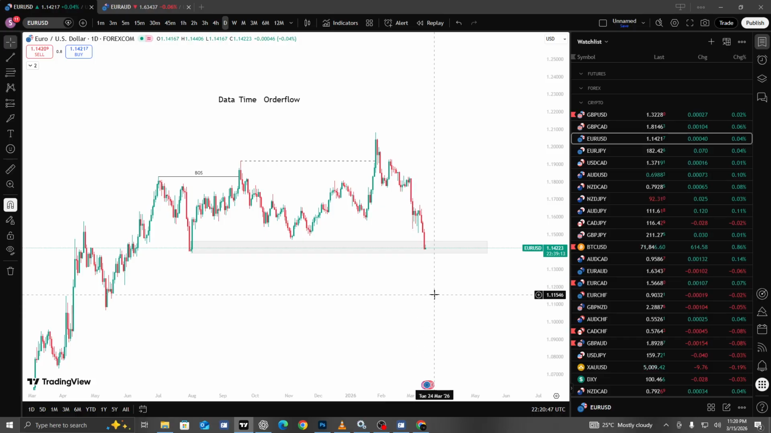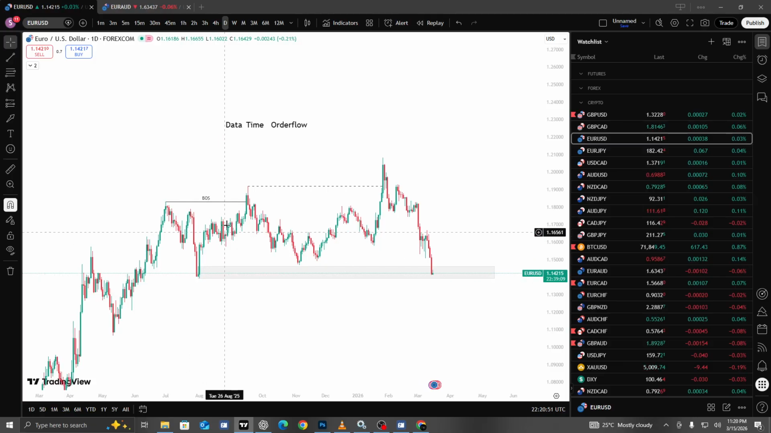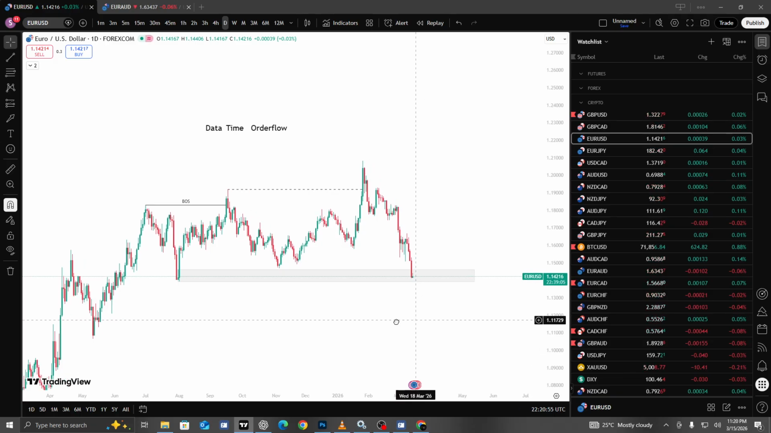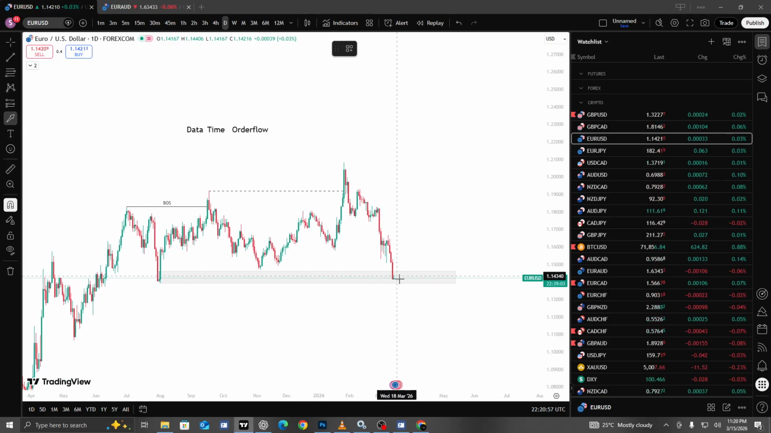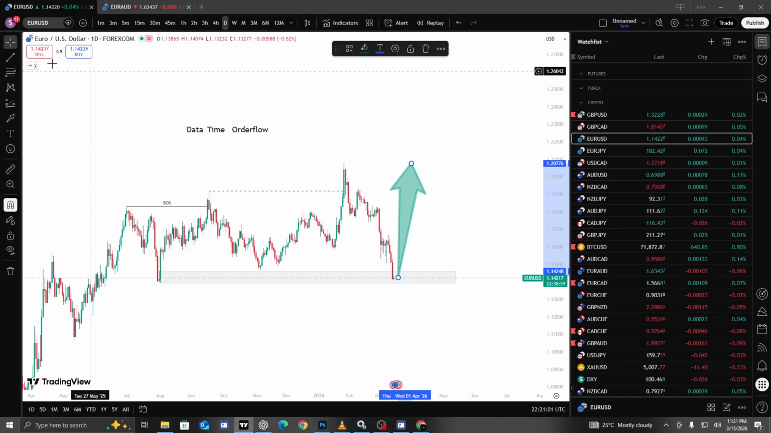Okay, we just opened for the new trading week. This week we are looking at this structure on Euro USD. Price is currently resting in that demand zone, and we are looking forward to buy this currency pair from this level, and we're targeting this high.